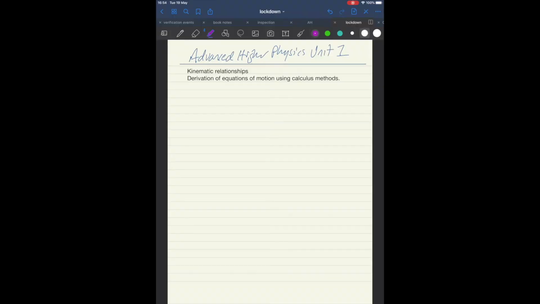And this is Unit 1. The first part of Unit 1 is kinematic relationships. So this section is called kinematic relationships. And the first learning outcome we're going to look at is derivation of the equations of motion using calculus methods.